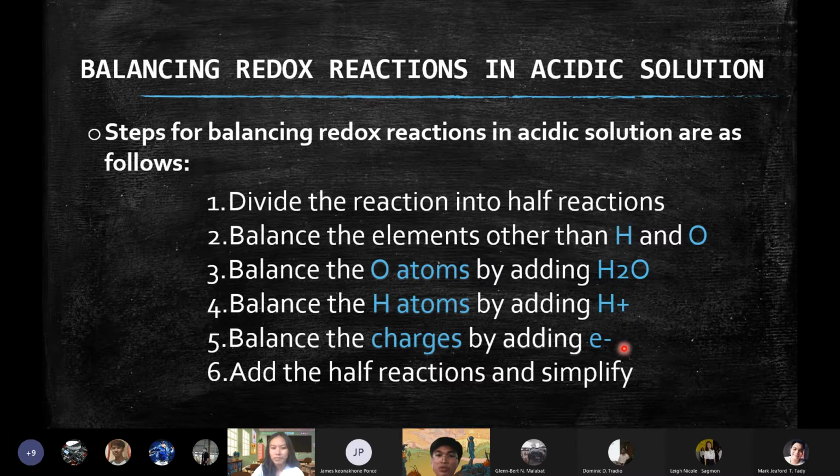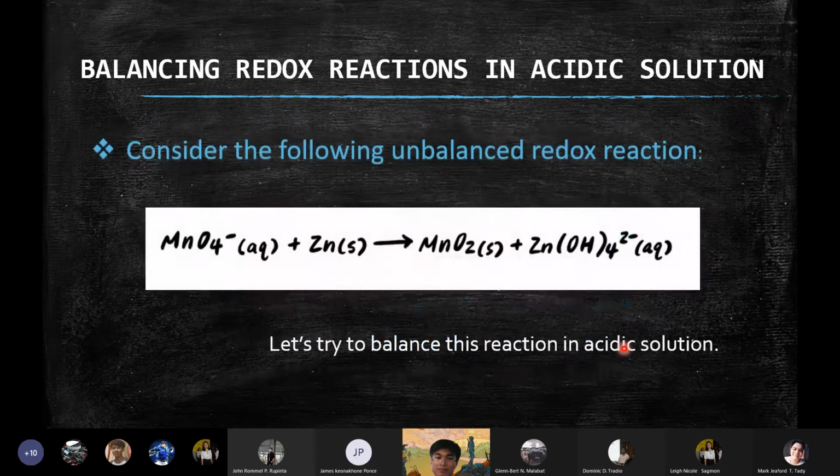Now, the first one is we need to divide the reaction into half reactions. The second one is we need to balance the elements other than H and O, and we need to balance the oxygen atoms by adding water, H2O, and we need to balance the hydrogen atoms by adding H plus, and this one has charge now, and balance the charges by adding electrons, and to come up with the balanced chemical equation, we need to add the half reactions and simplify.